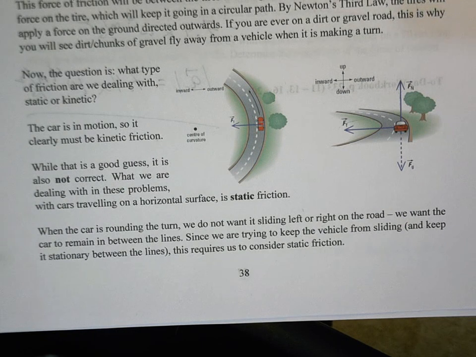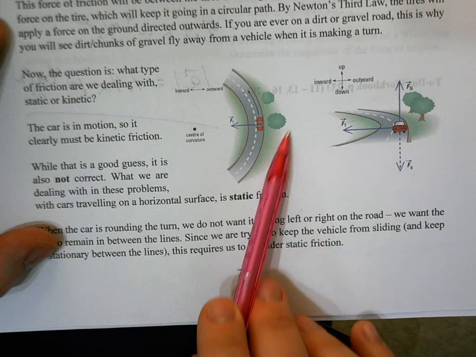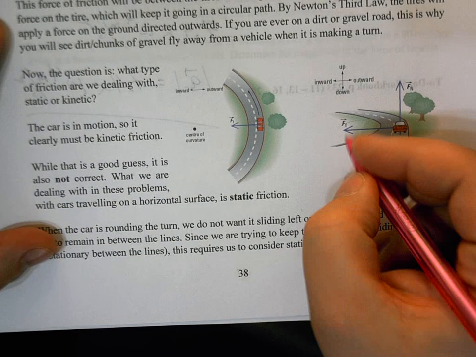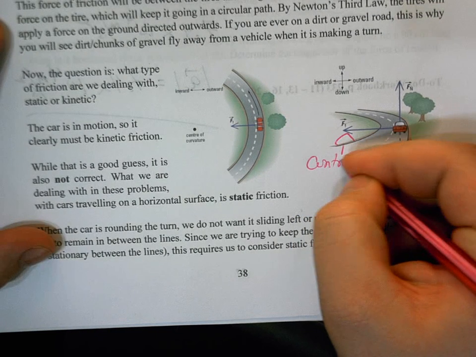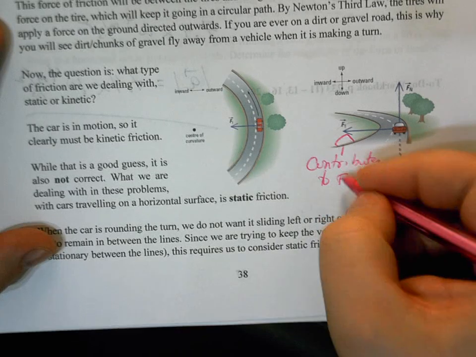So this is where I was talking about in the plane of the circle. The circle is kind of on the flat surface here. The only thing that contributes to the centripetal force is this force here. So this force of friction contributes to FC.